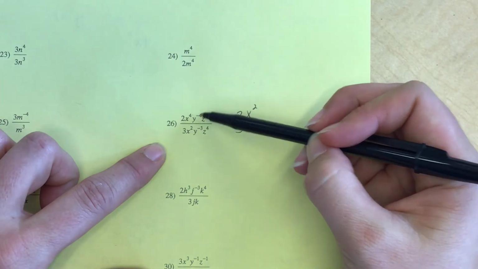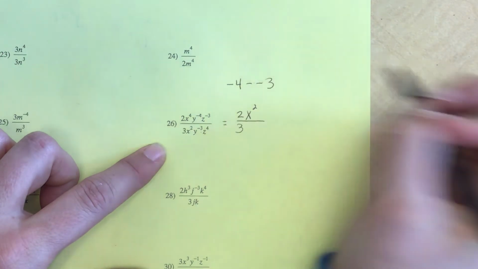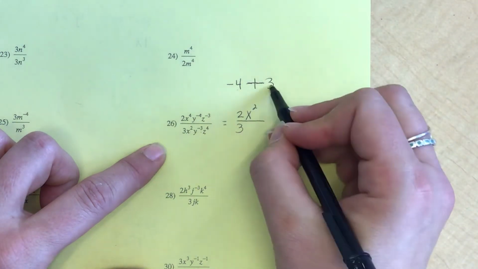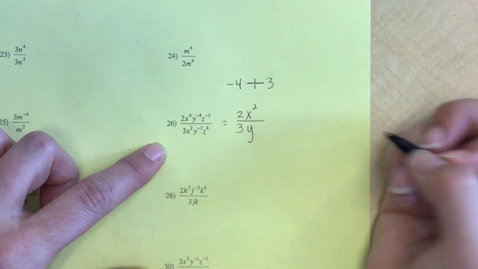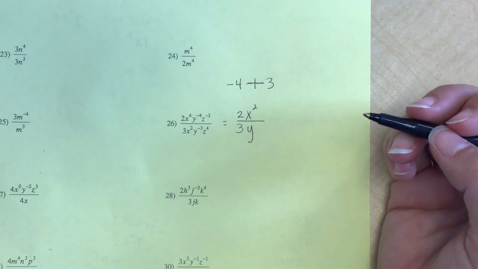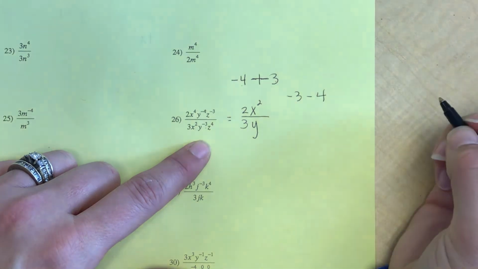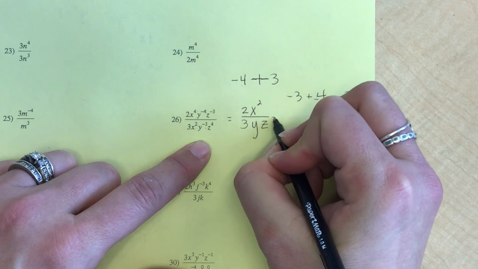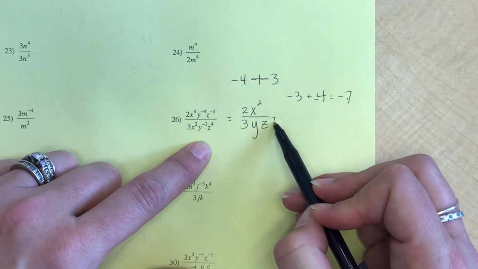Then we have negative 4 minus negative 3. When we subtract a negative, this becomes plus. So negative 4 plus 3 is negative 1. Since the answer is negative, we put it on the bottom. And I can put a 1 there, but you won't typically see a power of 1. Then if we look at z's, we have negative 3 minus 4. So this becomes negative 7. So z to the 7th goes on the bottom because it was negative, so we put it on the bottom in order to get rid of the negative sign.